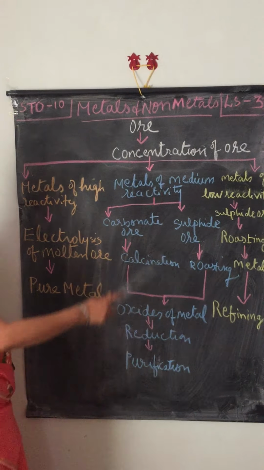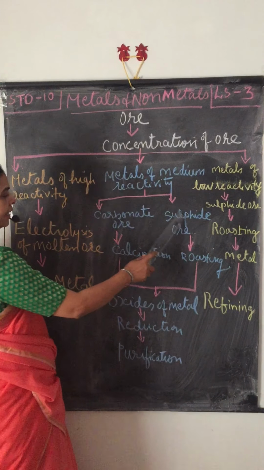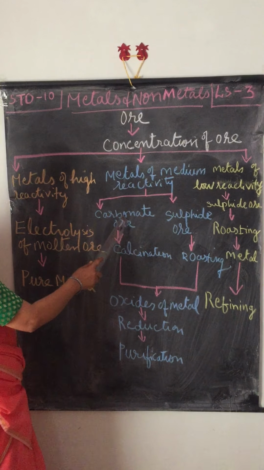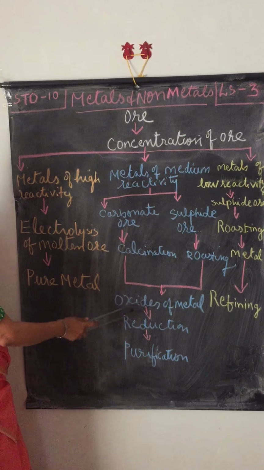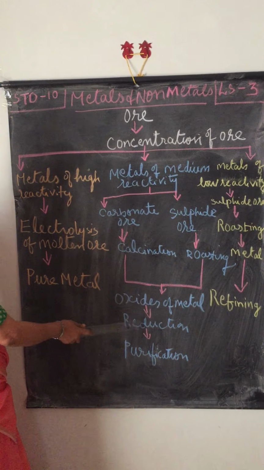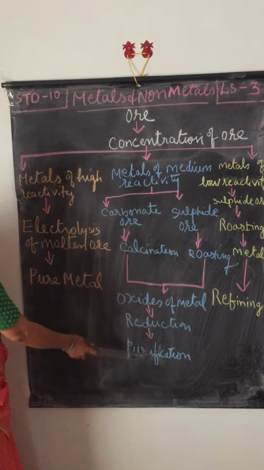When coming to metals of medium reactivity, the ores are classified into carbonate ore and sulfide ore. If carbonate ore is present, the calcination method is used. If sulfide ore is there, then the roasting method is used. After calcination and roasting, oxides of metals are formed. Then on reduction and finally purification, you will get the pure metal.